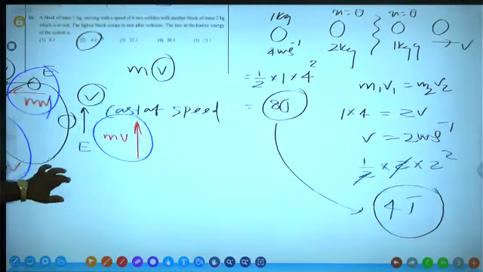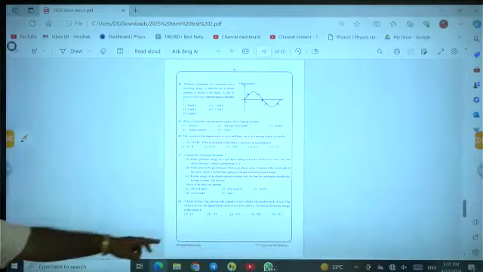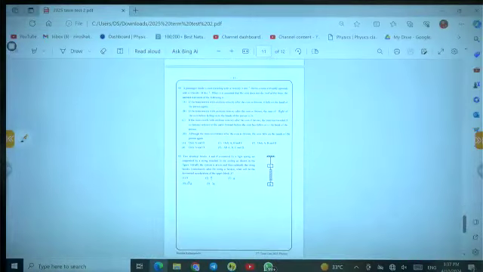Can we check the last two? Right. Number 49 and 50.